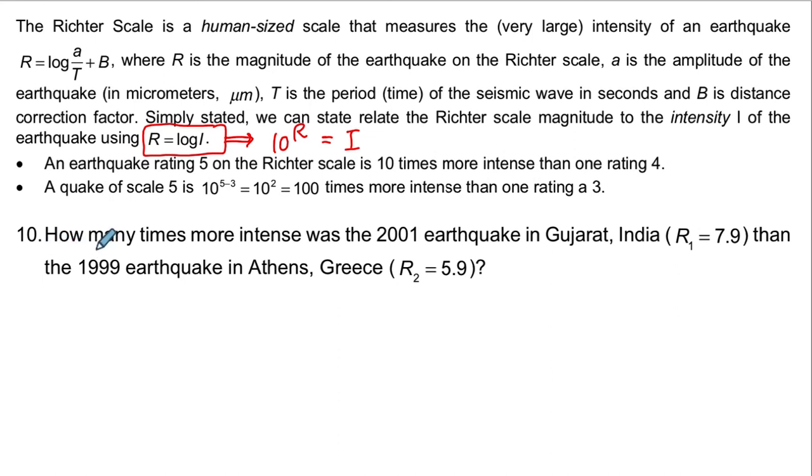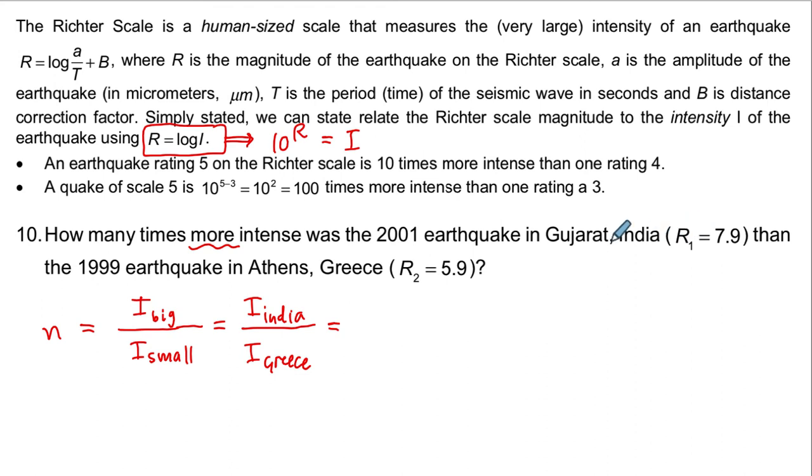So in number 10, we want to know how many times more intense, which means that we want to divide one intensity by another intensity. And because we want more intense, we want to put the more intense intensity, the bigger intensity, in the top of the fraction and the smaller in the bottom. So we're going to come up with a number of times, which is going to be a big intensity over a small intensity. And in this case, the big intensity comes from the Indian earthquake compared to the Greek earthquake. So the intensity of India versus the intensity of Greece.